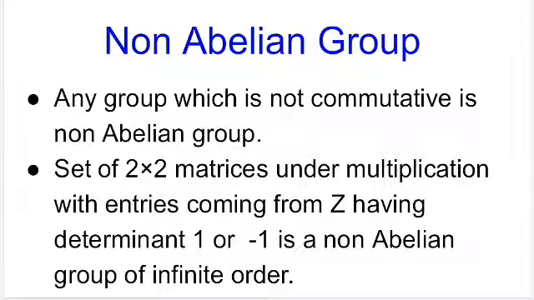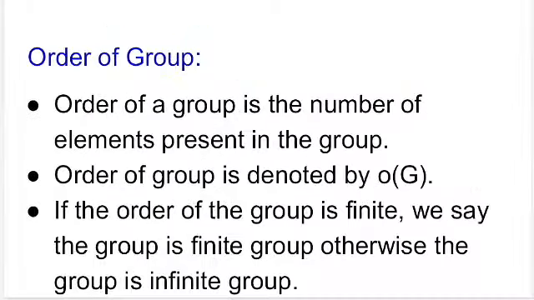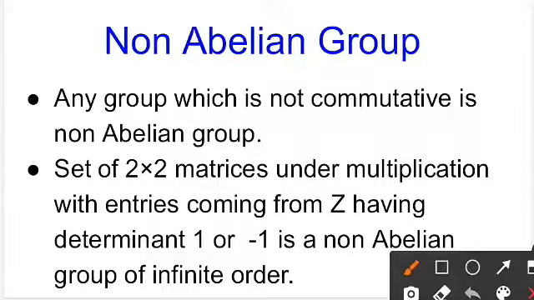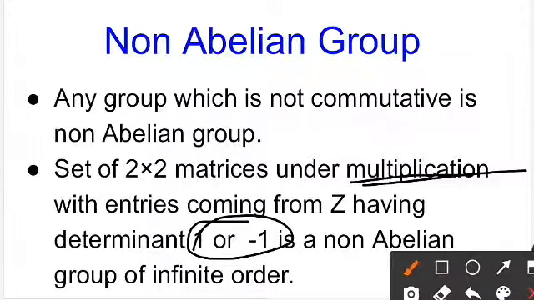The set of 2 by 2 matrices under multiplication with entries coming from Z, having determinant plus or minus 1, is a non-abelian group. Here we are using the multiplicative operation, okay, and its determinant should be plus or minus 1. Entries must be coming from Z, that is the set of integers, and it should be a 2 by 2 matrix. Let's see an example. Consider A as a matrix, okay.